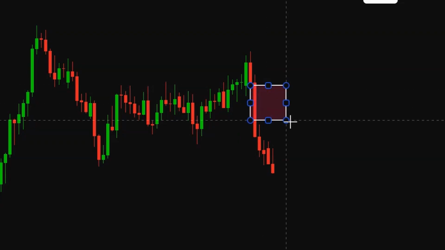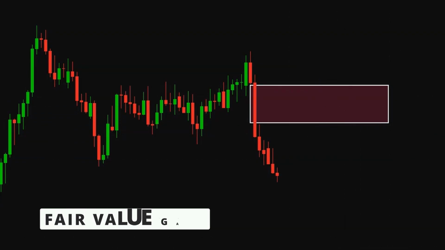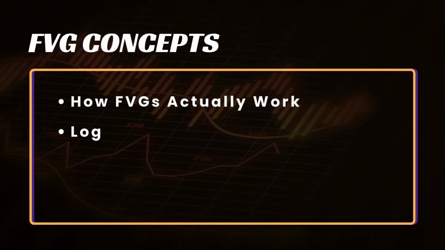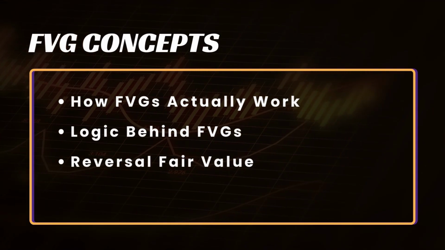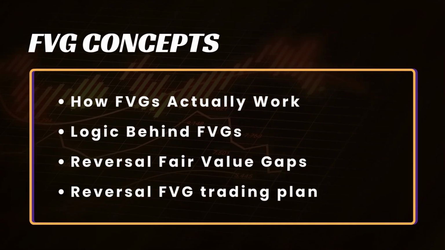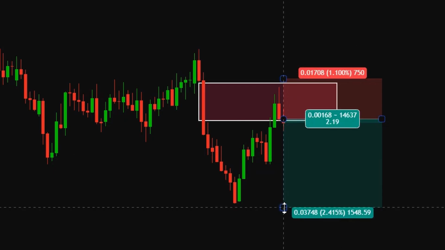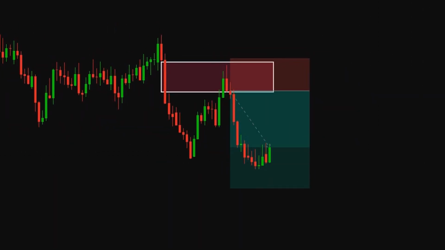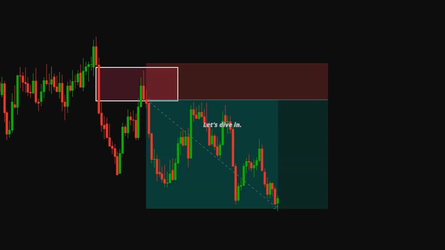Today we're breaking down one of the most misunderstood, yet most profitable, concepts in smart money trading. Fair value gaps. We'll go deep into how FVGs actually work, why they act like magnets for price, and then we'll take it a step further and unlock the advanced side of the game. Reversal fair value gap, and how to build a trading plan around them. By the end of this video you won't just understand FVGs. You'll know exactly how to use them to anticipate where the market is likely to go next. Let's dive in.